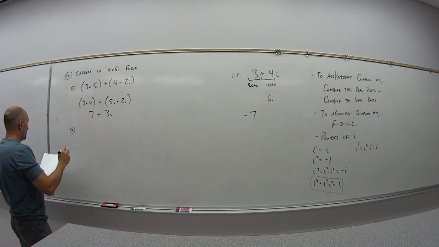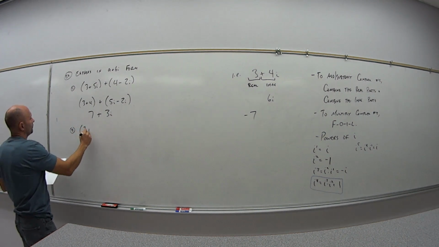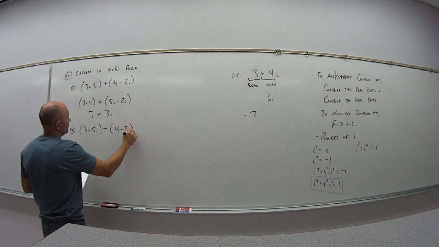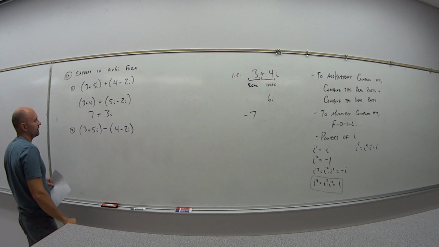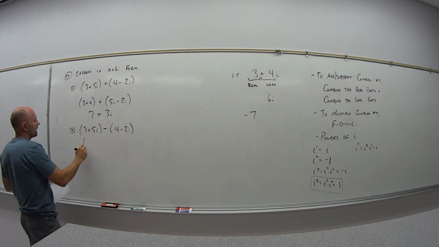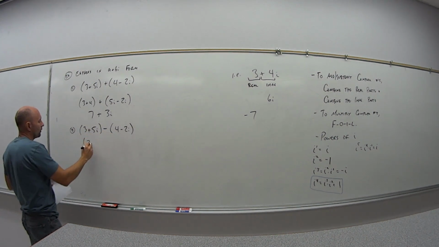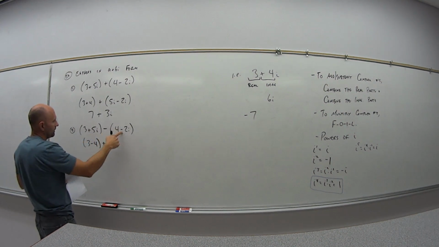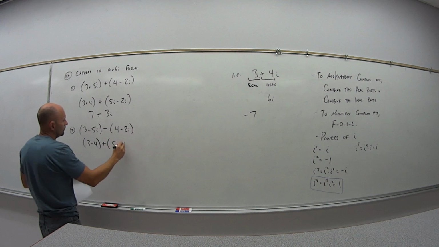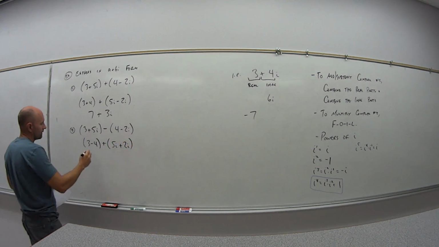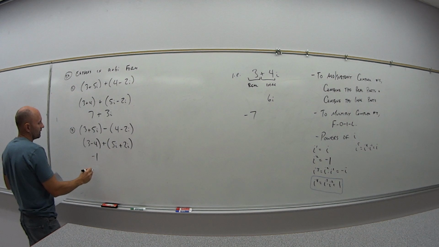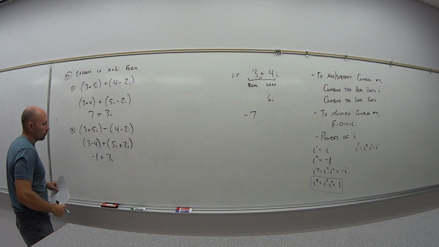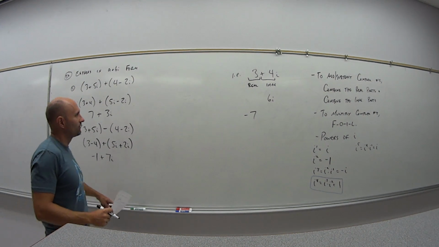How about same numbers but subtraction? So 3 plus 5i minus 4 minus 2i. So we have to be careful with these minus signs now. So if I combine, I get what? 3 minus 4. And then the imaginary parts, I have 5i minus a negative 2i, which is 5i plus 2i. So 3 minus 4 is negative 1. 5 plus 2 is 7. So I get negative 1 plus 7i.